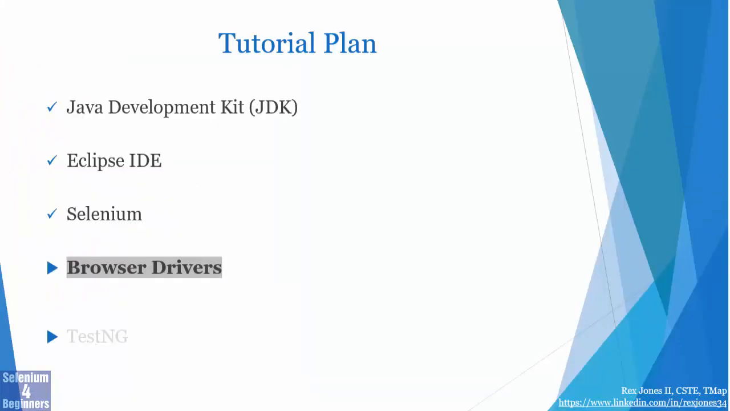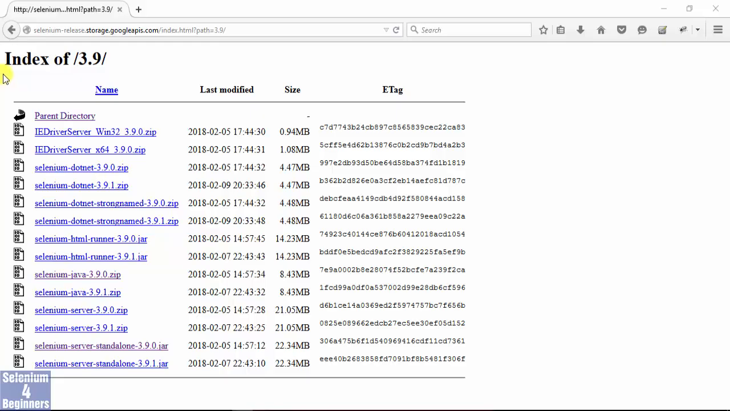Next, we're going to download the browser drivers for Internet Explorer, Google Chrome, and Firefox. The first driver we are going to download is the IE driver server. IE driver server can be downloaded from two locations. The two locations are the index of your Selenium version page and Selenium's download page. We have Selenium 3.9, so we are going to download the driver from this index of 3.9 page.